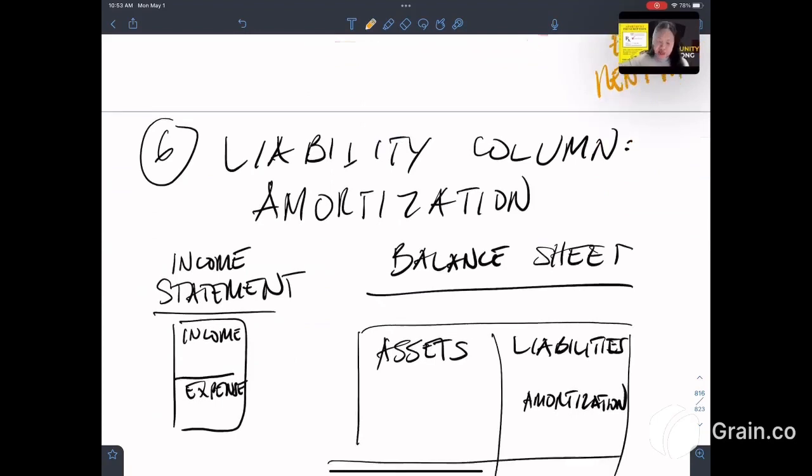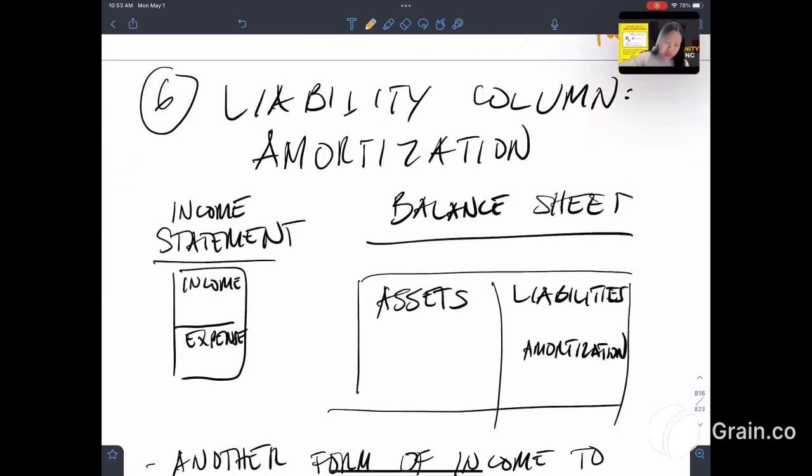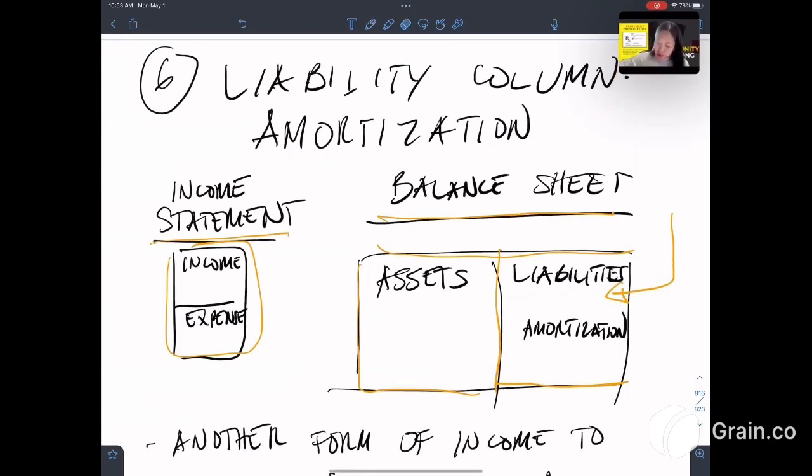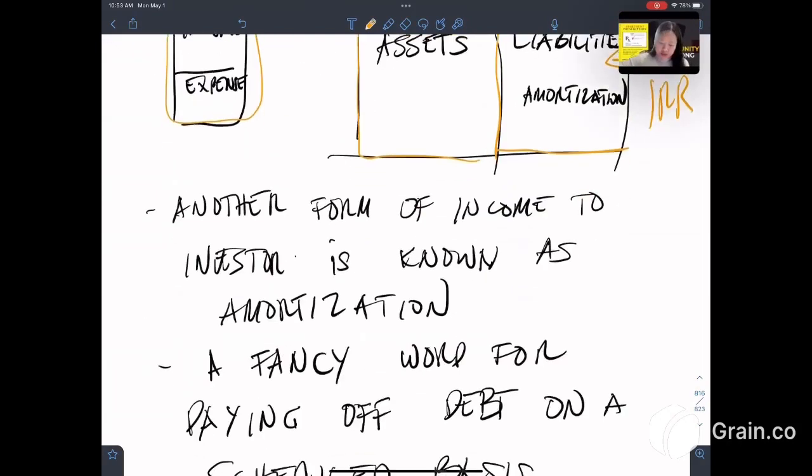The sixth lesson, liability column, which is the amortization. Again, we go back to the income statement. You have the income and the expense, and the balance sheet, which has the assets and the liabilities. And now we're going to talk about the liability column, which is amortization. Amortization comes up when we talk about IRR, or internal rate of return.